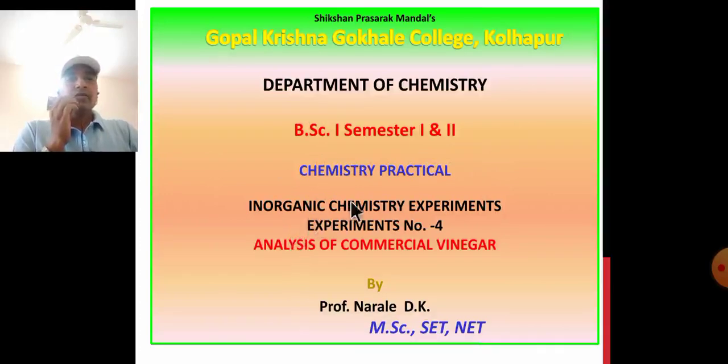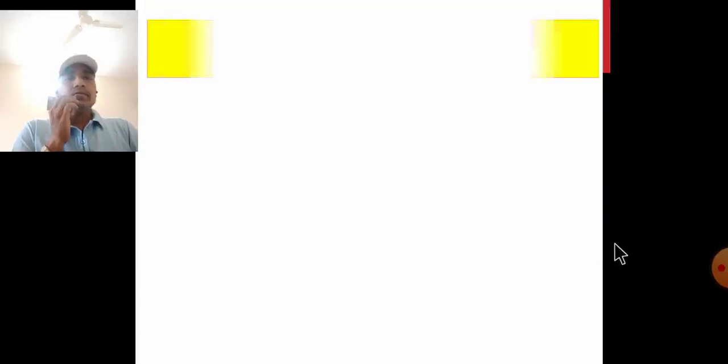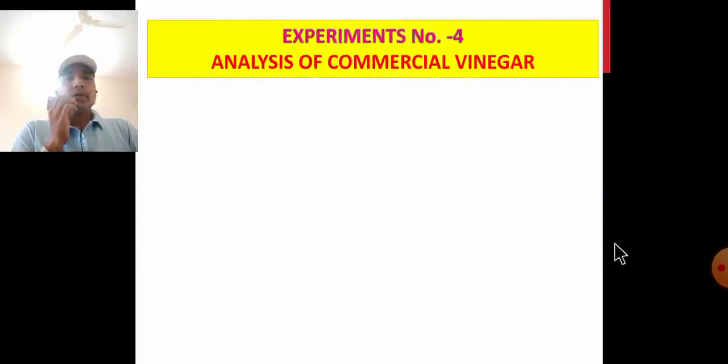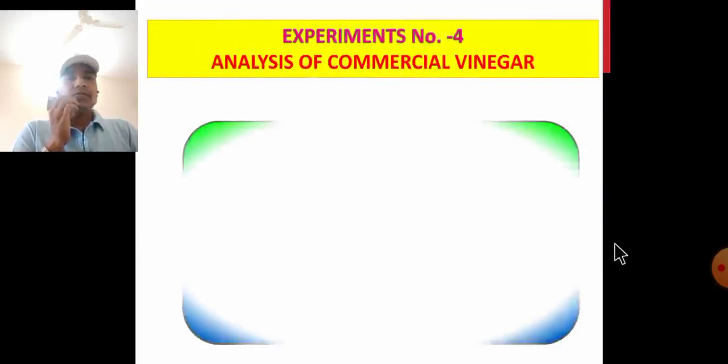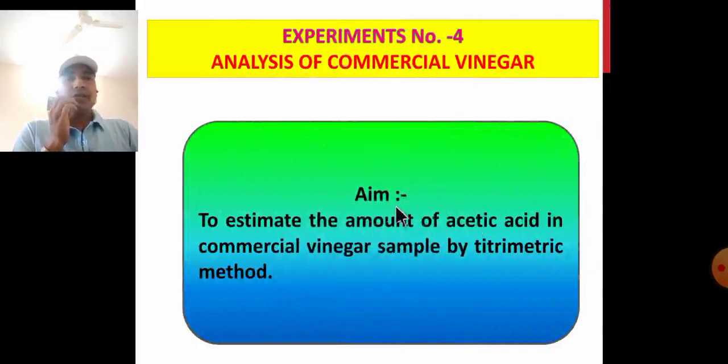Last inorganic chemistry experiment, number 4: analysis of commercial vinegar. The aim of this experiment is to estimate the amount of acetic acid in a commercial vinegar sample by the titrimetric method.